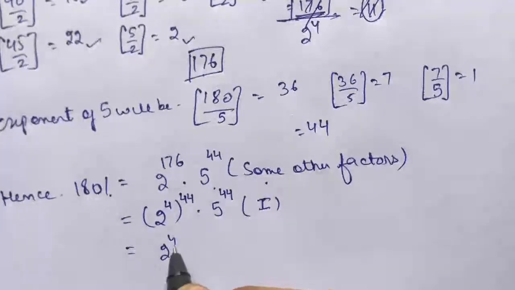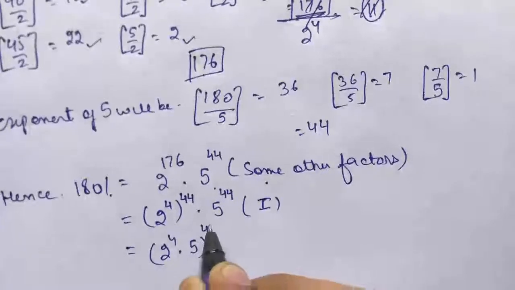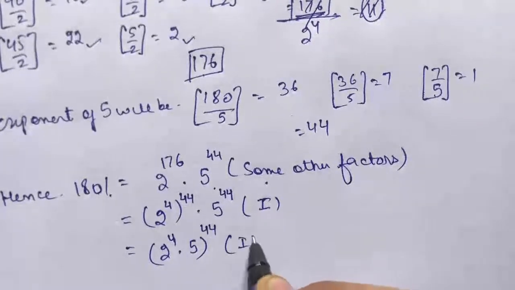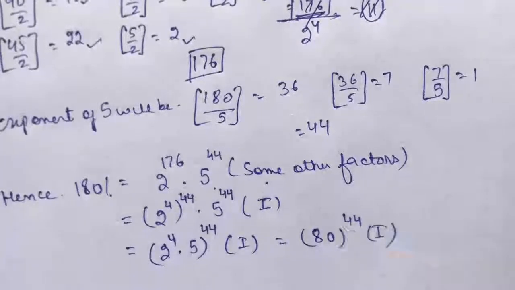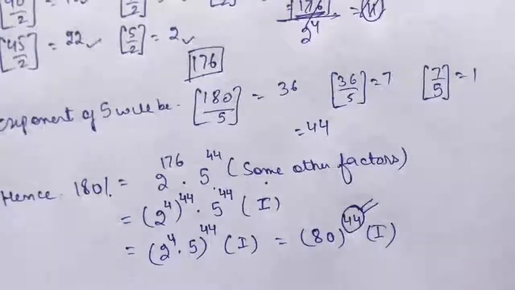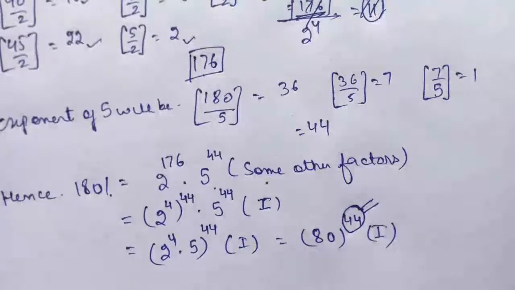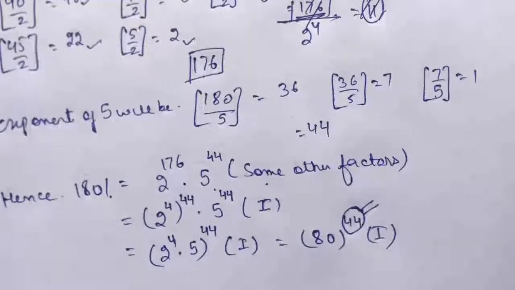So 2 raised to the power 4 into 5 raised to the power 44 into I, means 80 raised to the power 44 into I. Hence we are able to find out how many 80's are present in 180 factorial. So what we have done, we have just broken down the number 80 into its prime factors. They came out to be 2 and 5. We calculated the number of 2's in 180 factorial, we calculated the number of 5's in 180 factorial.